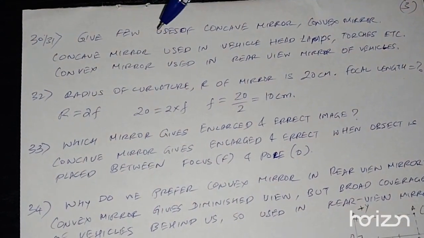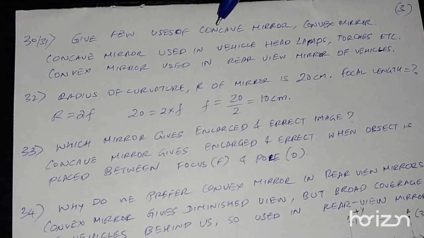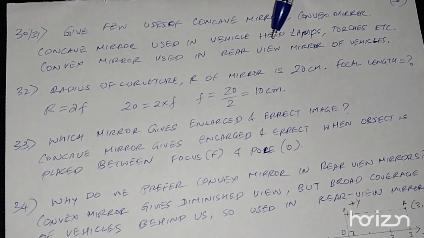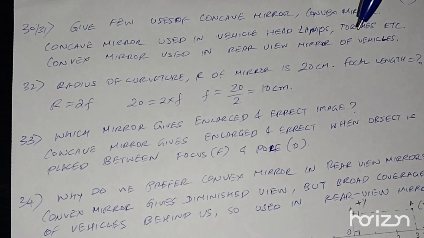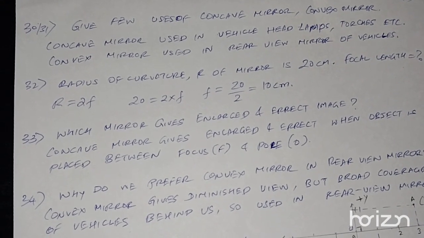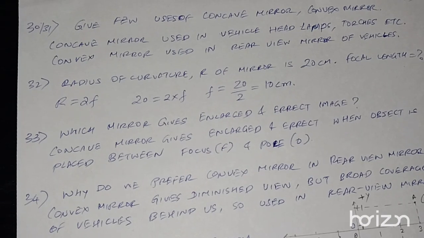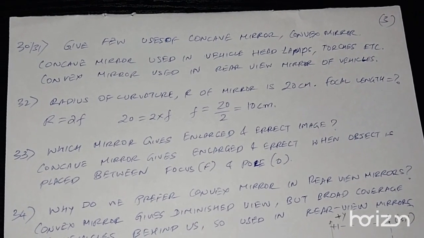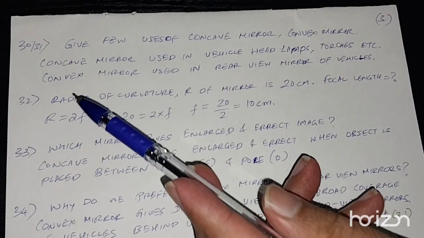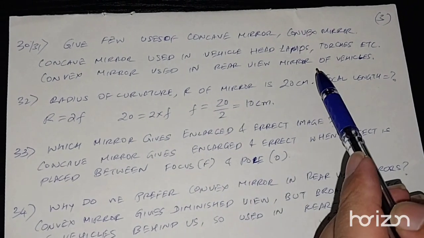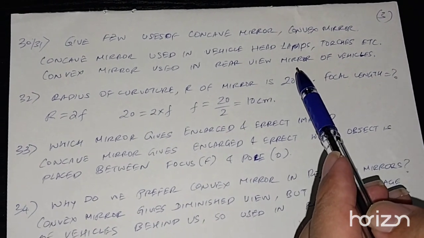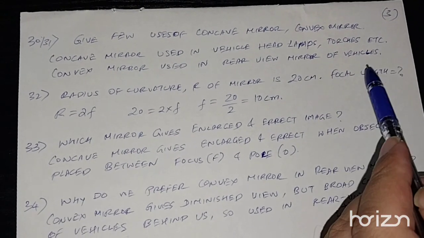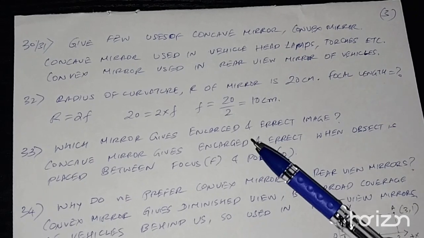The question is: give a few uses of concave mirror and convex mirror. Concave mirror is used in vehicle headlight lamps and torches, etc. This is because the lamp is placed at the focus and the emanated rays will be reflected parallel to the principal axis. Convex mirror is used in rear view mirrors. This is because we want to observe many vehicles around us and ensure that we are driving safely. That's why we use the convex mirror as a rear view mirror.